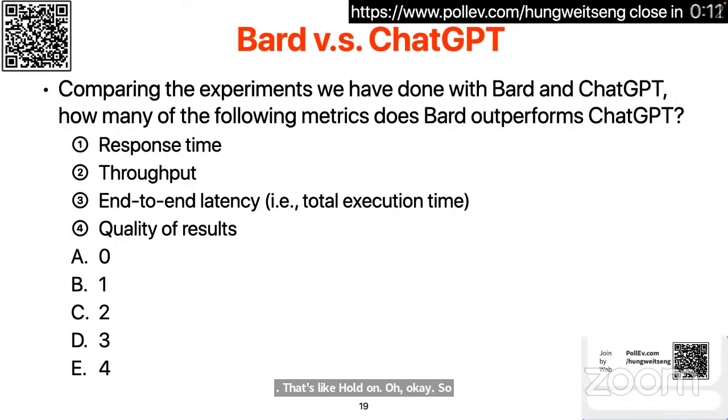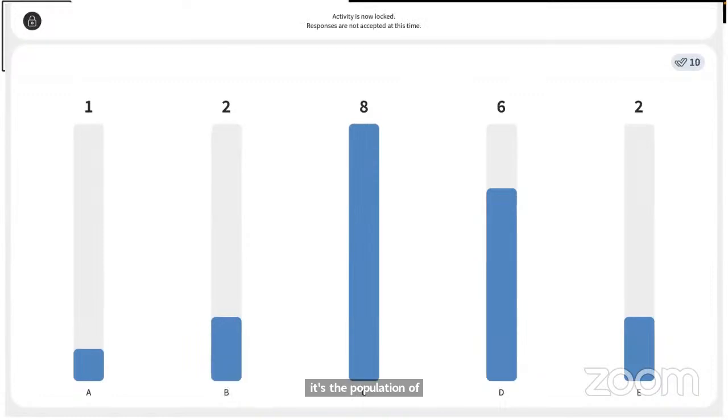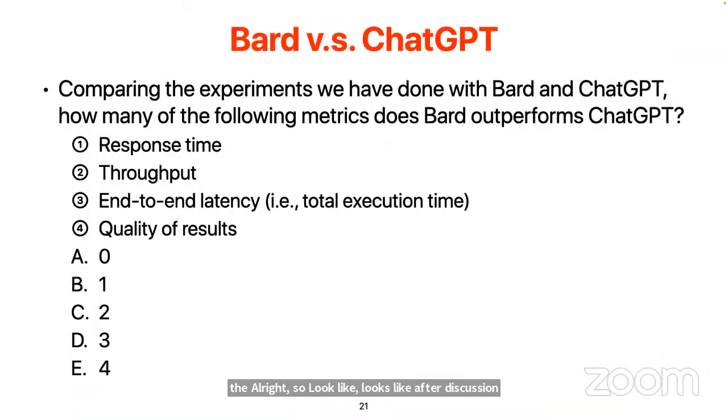All right, put your vote in, 10 seconds. If you haven't done it, do it right now. And if you have login issues, don't worry, just send me an email, I will double check, because it needs some registration process. Sometimes when people register late, the population of the named list is also late. All right, so it looks like after discussion, more people think it's C, so C I believe means 2. Okay, what is response time?